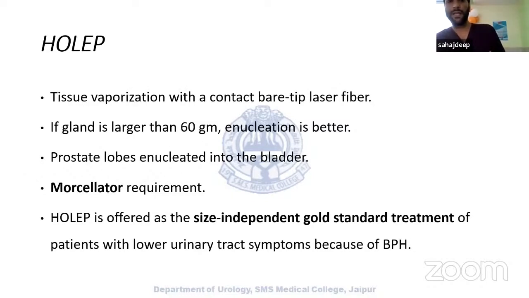Starting with HoLAP. In HoLAP, the tissue vaporization can occur with the contact bare tip laser fiber. If the gland is larger than 60 grams, enucleation is better. The prostate lobes are enucleated. Both the lateral lobes as well as the medial lobe are enucleated into the bladder and further morcellated in the bladder and extracted. So it requires a morcellator, and HoLEP is now offered as a size-independent gold standard treatment for patients with lower urinary tract symptoms because of BPH.